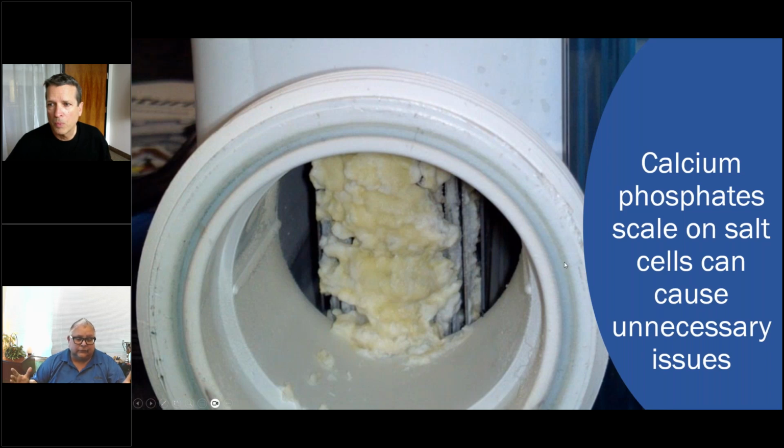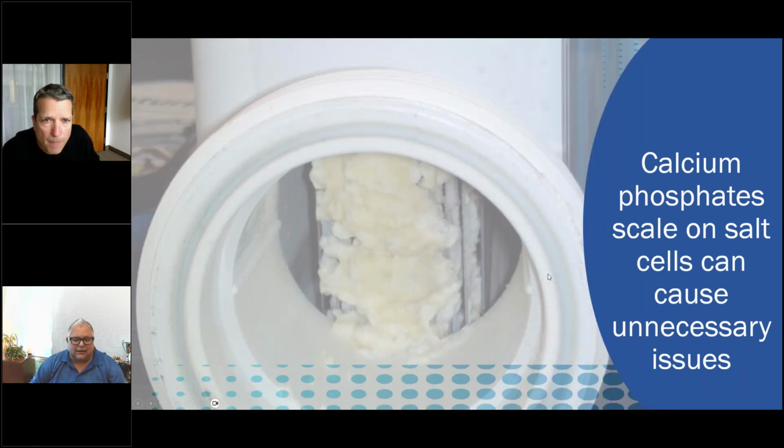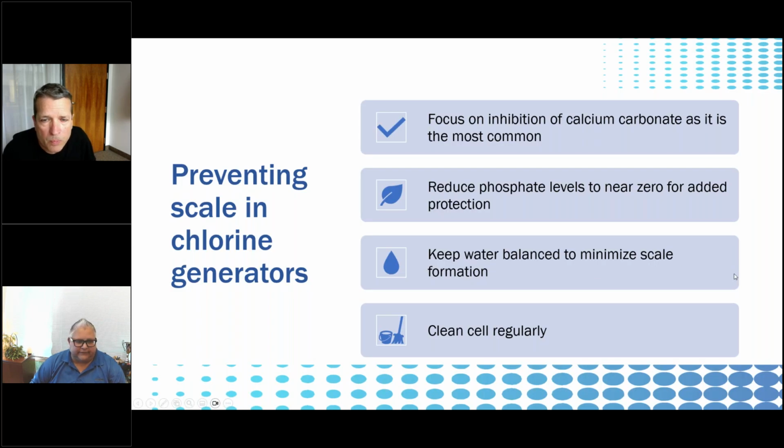And also, salt cells have to be cleaned. They have to be cleaned periodically. They can't go years at a time without you cleaning this off. You have to clean them periodically as needed. Most of them will tell you with a flashing light when they need to be cleaned, but ultimately that's not a step you want to skip because you can't make chlorine if you can't move electricity. And if you can't move electricity, it's usually because there's scale forming inside that actual cell.